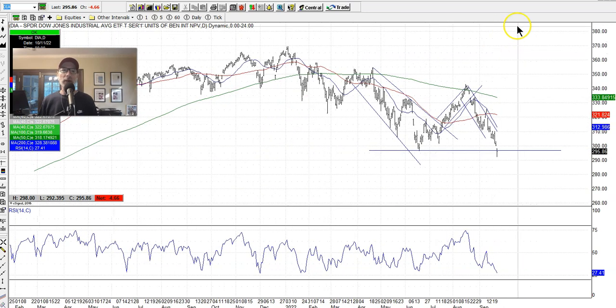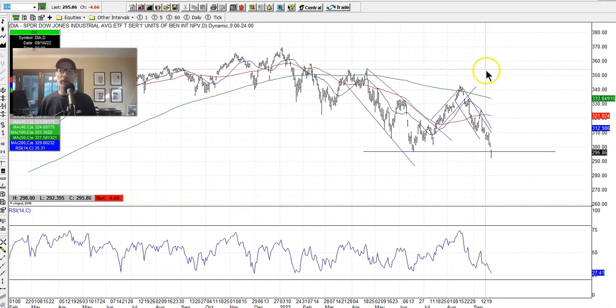All right, so that's the three indexes right there. Not looking too good for the market, but maybe we're just getting into some oversold conditions. September, we've got one more week to get through, and then hopefully maybe we'll have a bounce. Let's start to look at some individual stocks here.